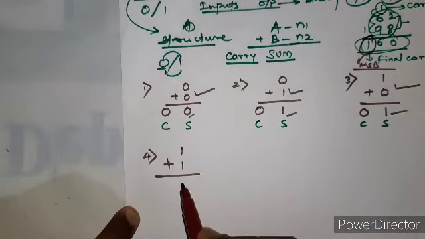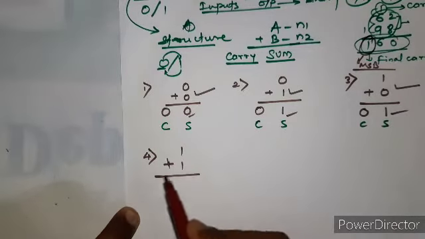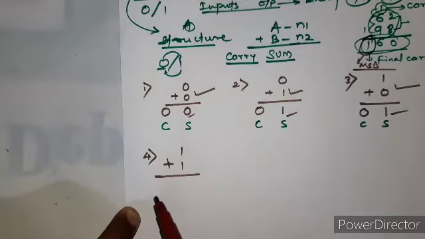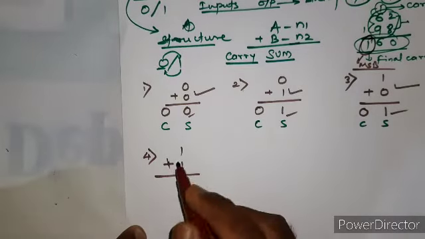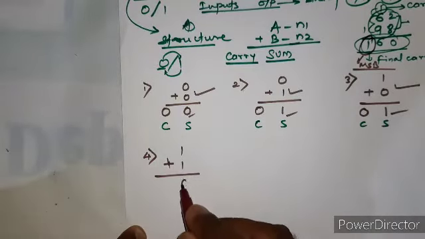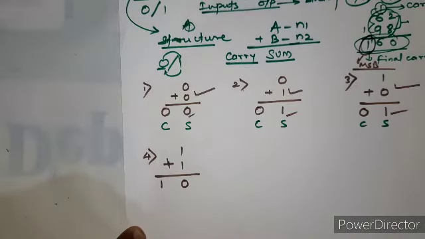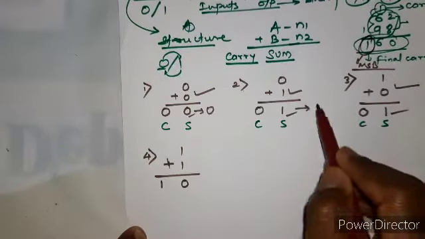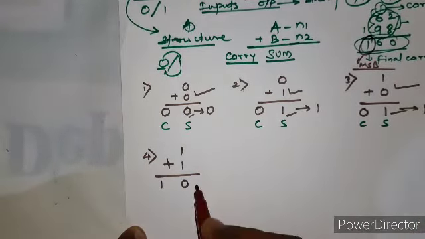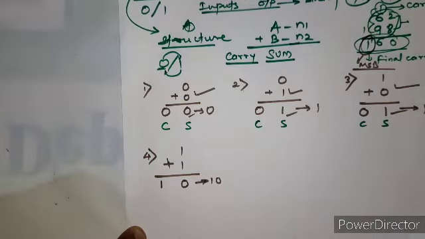Now this is different. In our decimal form, 1 plus 1 is 2, right? But now we are looking at this binary addition. So here 1 plus 1, sum is 0 and carry is 1, right? So you can see here the result is 0, here result is 1, here also result is 1, but here result is 1 0.